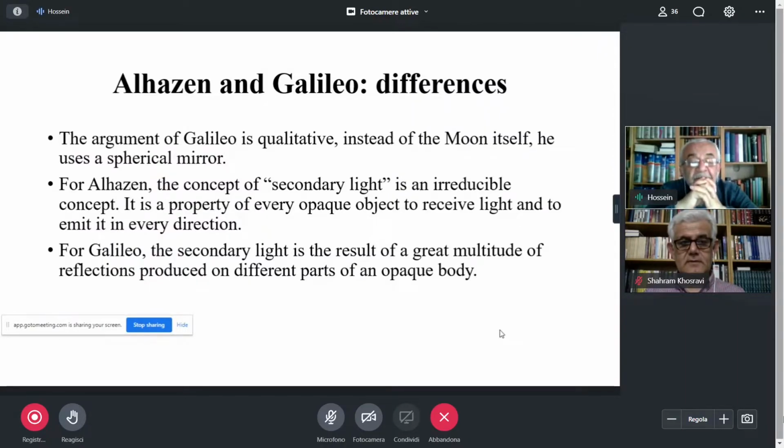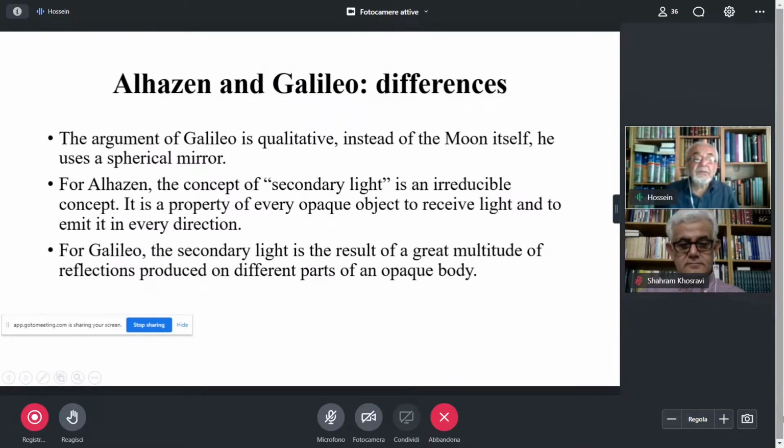And the last difference is that for al-Haytham, the concept of secondary light is an irreducible concept. That is, it is something different from reflection and different from refraction. Whereas for Galileo, the secondary light, which is the result, that is the light we receive from the moon, is the result of a great multitude of reflections produced on different parts of an opaque body.